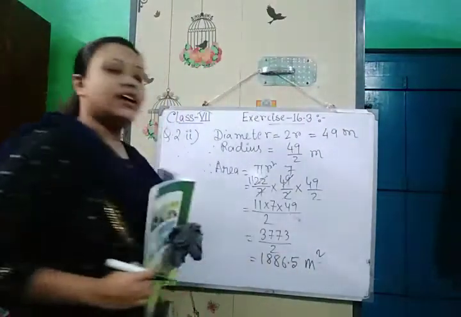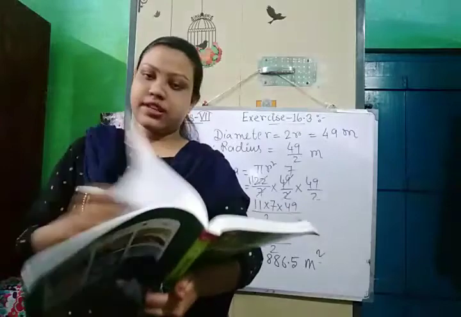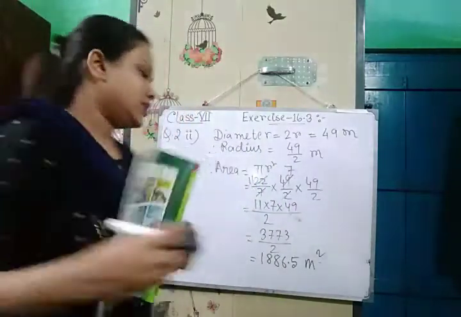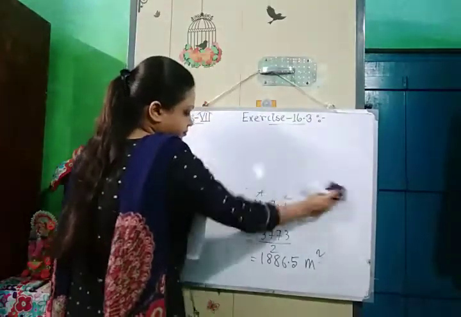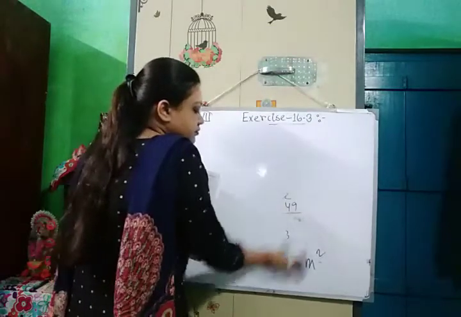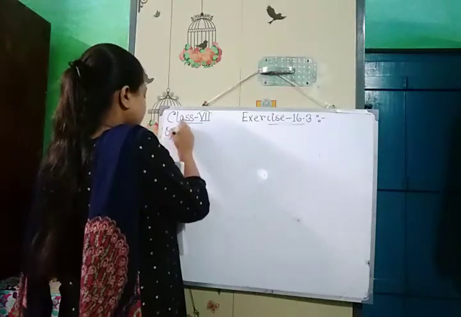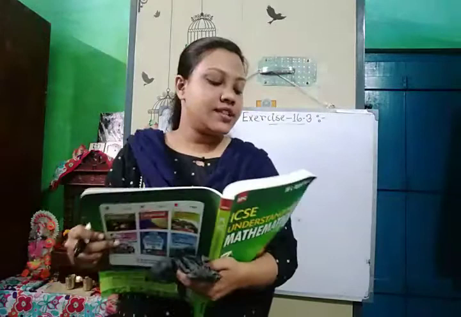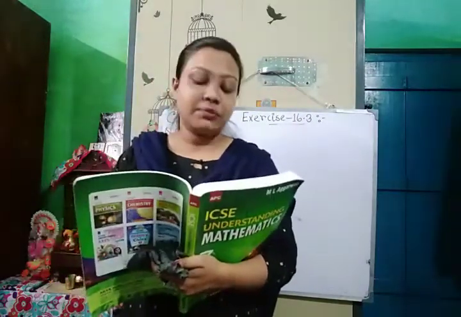So 1886.5 meter square is the required area of the circle. Okay. So I hope these sums are clear to you. Next I am going to question number 5. So question number 5 is, a gardener wants to fence a circular garden of diameter 21 meter.